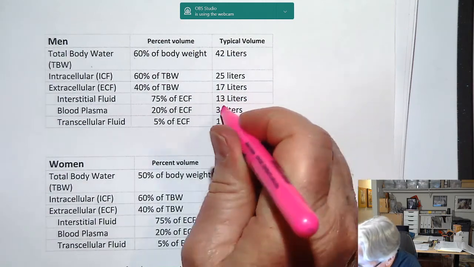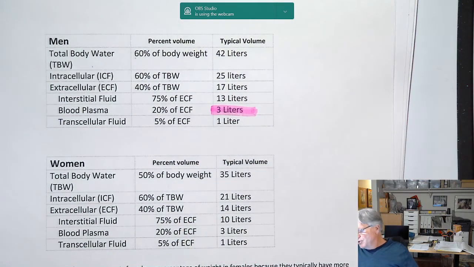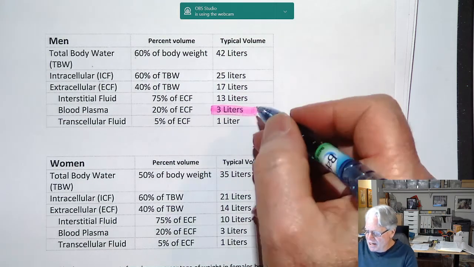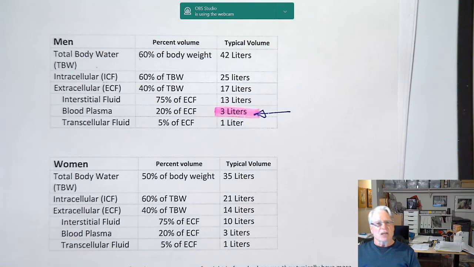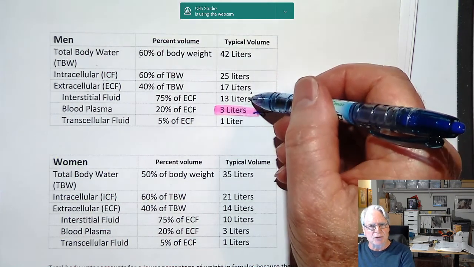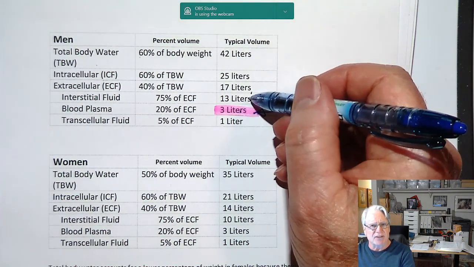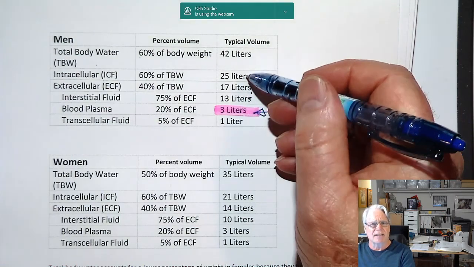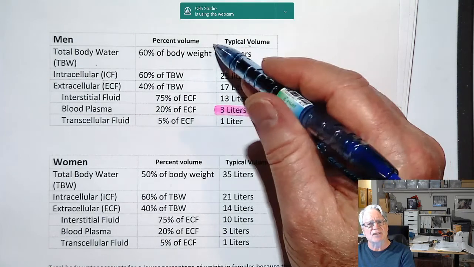And there's a good reason I want to focus on that, which I'll explain in just a little while. So if I control that 3 liters, everything else falls in place. If I control these 3 liters, then the interstitial fluid gets what is needed. And if this gets what's needed, then this gets what's needed, okay? And that ultimately satisfies this 42 liters.